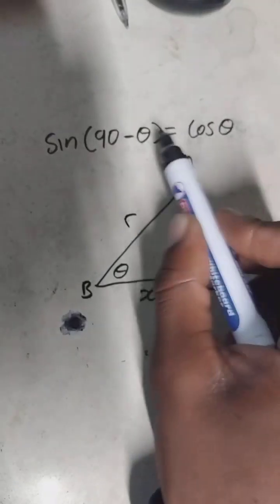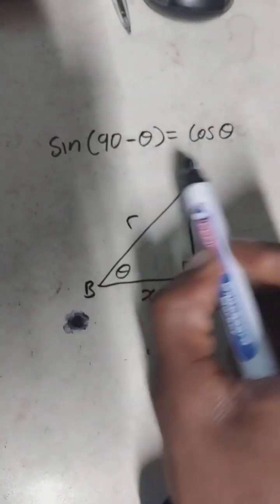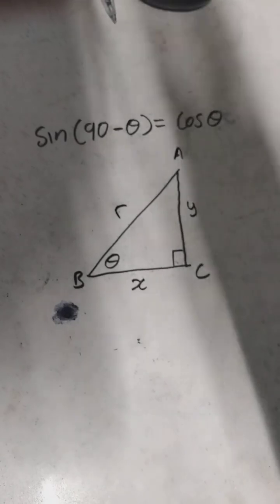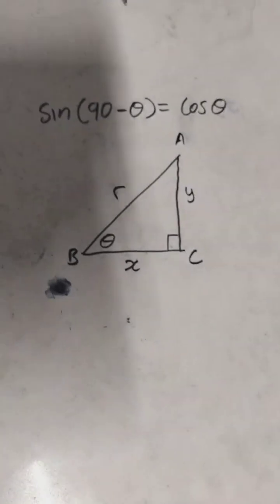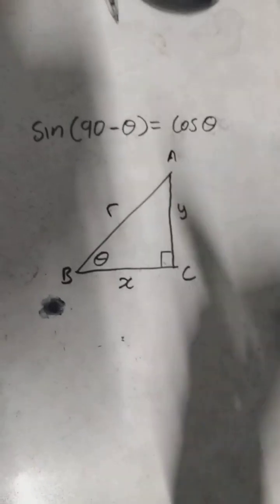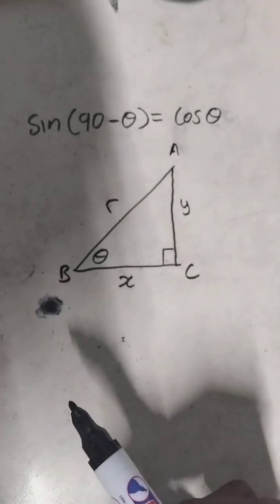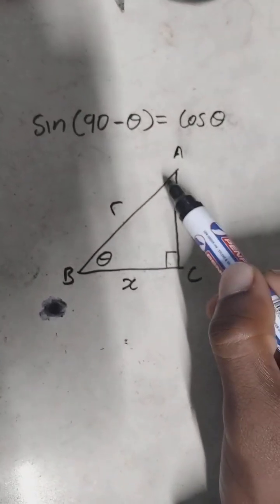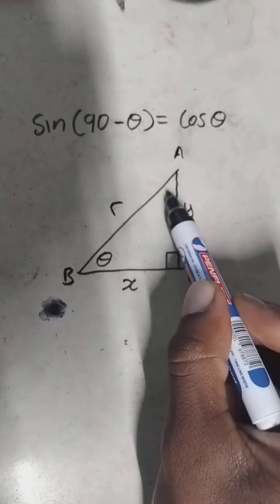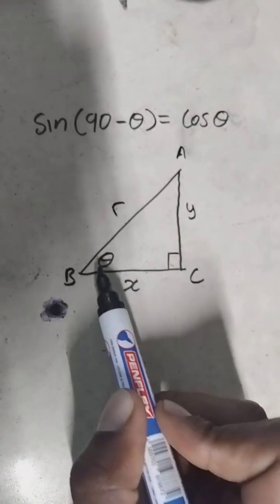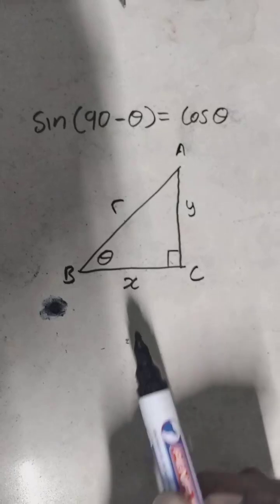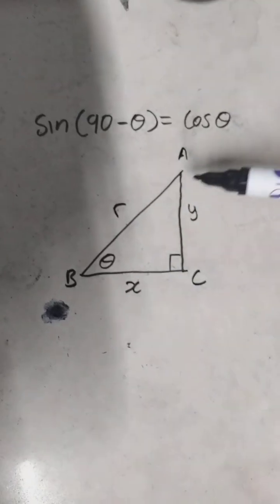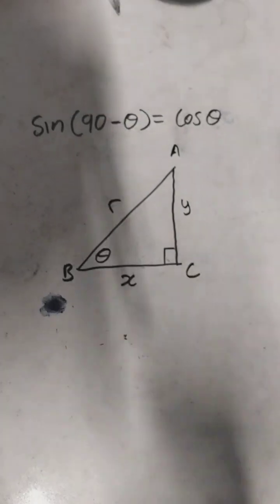I want to prove this so that people can understand. Tomorrow when they go to class, they would say, yeah, I learned that sine of 90 minus theta is equal to cos theta. So let's try and calculate the value of A. What concept are we going to use in order to calculate the value of A?